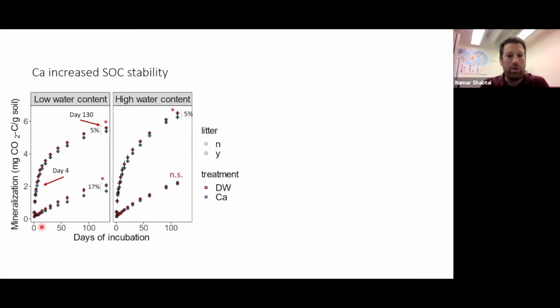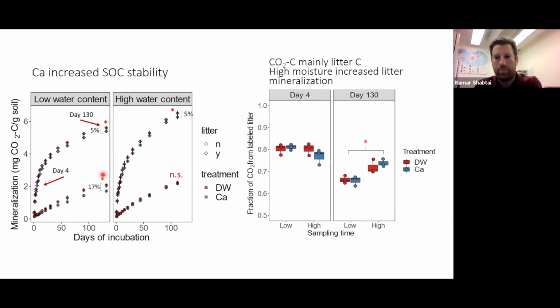So this is the cumulative mineralization in CO2 carbon per gram soil across the incubation. So we have the low water content treatment, the high water content treatment. We have the soils without litter and with litter. And for each one of these curves, we have a control, DW, and a calcium treated soil. What we can see first is in all of these combinations, except for the no litter high water content, calcium caused a decrease in the CO2 emitted. So some sort of stabilization was occurring when we added calcium into the soils.